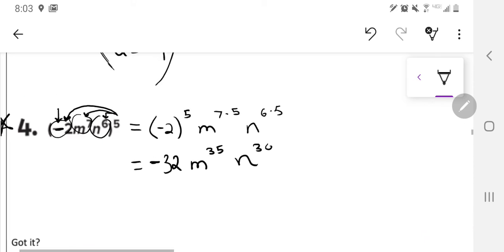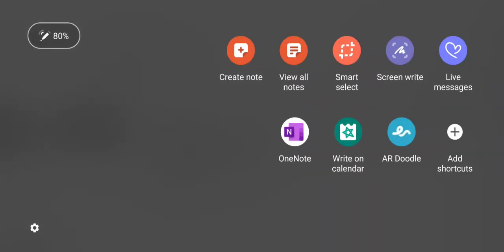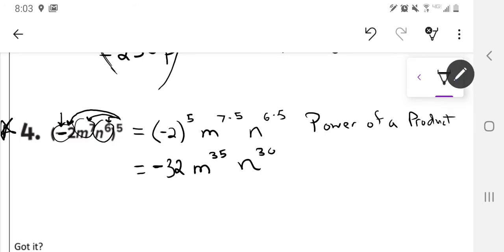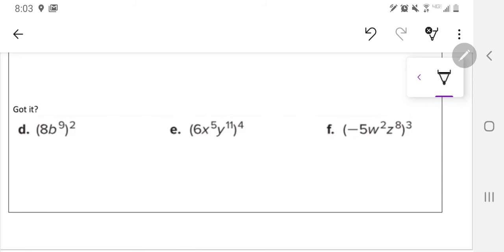And now I'm going to quickly write down the steps that I took to accomplish that. I know that this was the power of a product. And then we just did the actual operation right here. And when we do an operation, we call it simplifying. So simplify. All right, now it's your turn. Show me what you got. Try these 3. Pause it, try these 3, and then when you're done, see how you did.